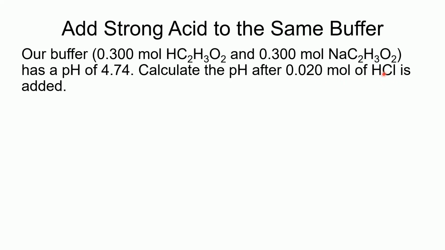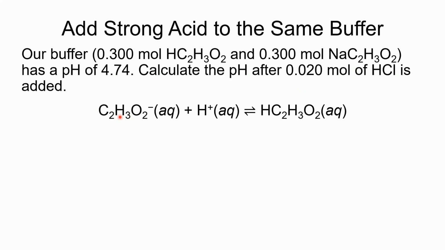HCl is a strong acid, which means it dissociates 100%, and the chloride ion has no effect on the pH, so really all we care about is that we're adding H+. So we're going to be adding 0.020 moles of H+. That strong acid is going to react with the conjugate base. It will react with the acetate ion. So we need to write down the reaction between H+ and this acetate ion. So there's our acetate plus the H+, and then here is the acetic acid.